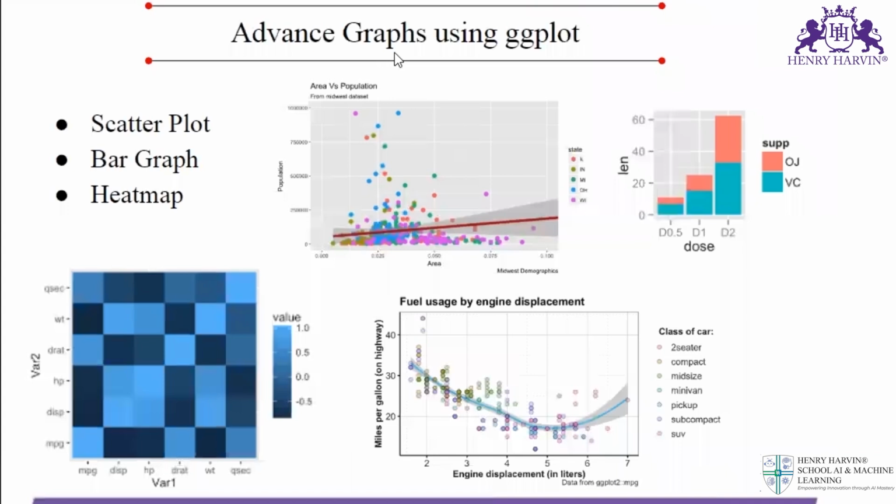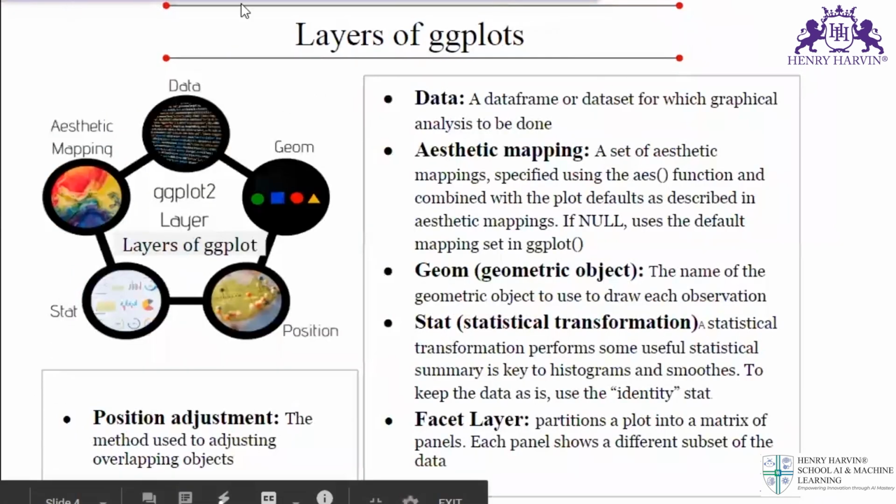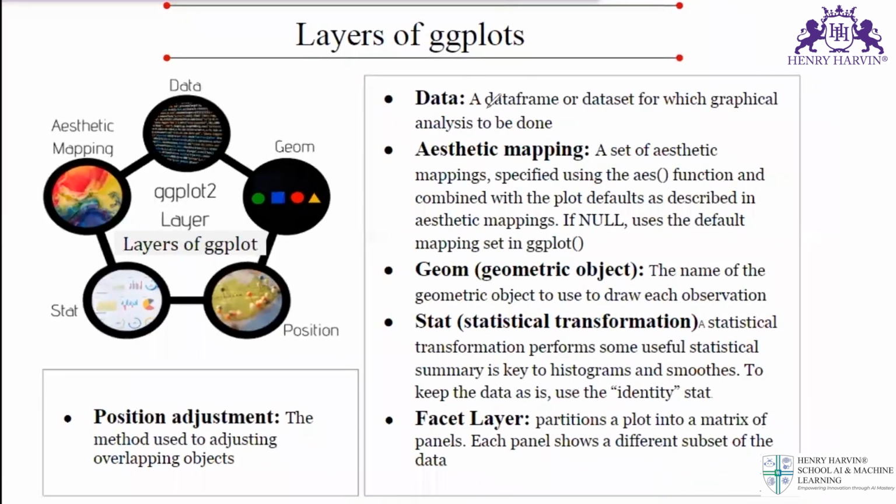So in advanced graphs using ggplot, we will be covering scatterplot, bar graph, and heat map. The different layers of ggplot that are involved in our graphical representation: first is the data layer. The data layer is the data frame or the data set that we are using for our graphical analysis.